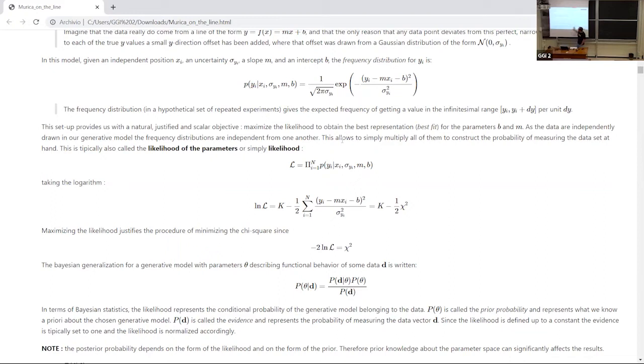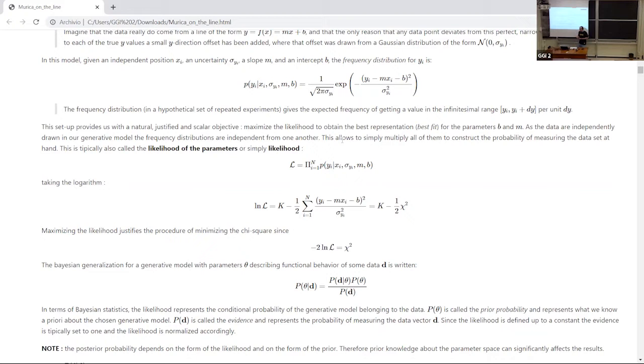So you can see here there are more terms than what we had here. And the reason is that the Bayesian generalization tells us that the conditional probability of the parameters given the data is given by the conditional probability of the data given the parameters, which is our likelihood, multiplied by these two functions. The first, the P of theta, is also called the prior, and it contains all the information that we know a priori about the generative model.